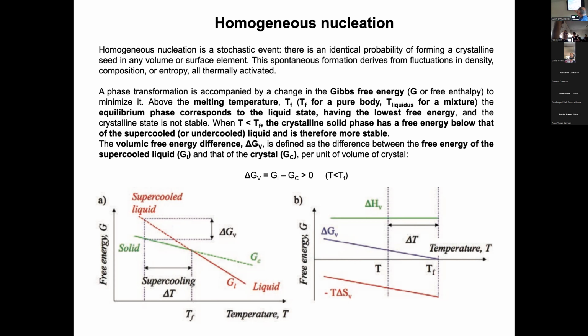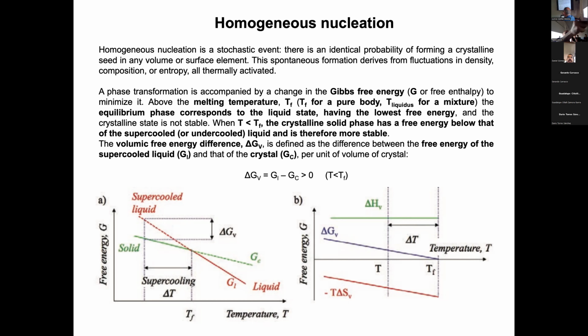And this delta G V, that is the Gibbs free energy for the volume, will be higher going to a lower temperature. And this is connected in some way. We see in the next slides how this is connected. So this is the difference between the melting temperature and the temperature where your system is below the liquidus temperature. So therefore, the subliquidus condition.